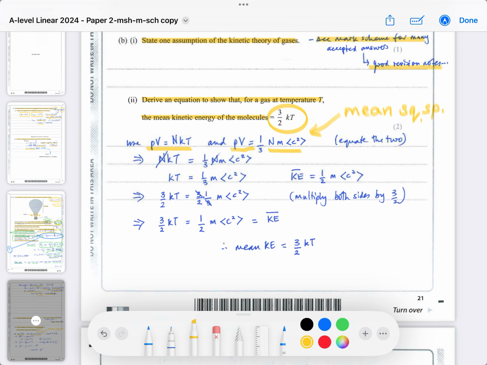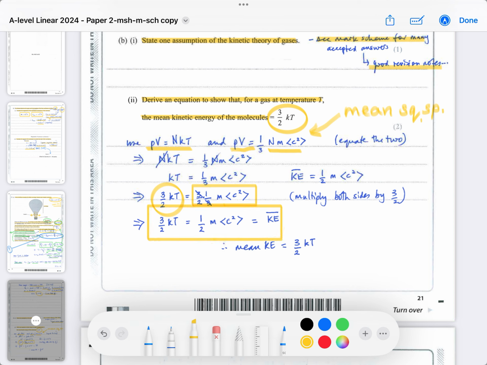That means NkT will be equal to 1/3 Nmc squared. Then the N's cancel. kT equals 1/3 mc squared. But we want to have something with 3/2 kT. So if we multiply 3 halves both sides, you then get 3 halves kT on the left, and you multiply 3 halves on the right as well. 3 halves times the third becomes a half mc squared, and that is the mean kinetic energy of the molecules. Okay, so we've proven it.